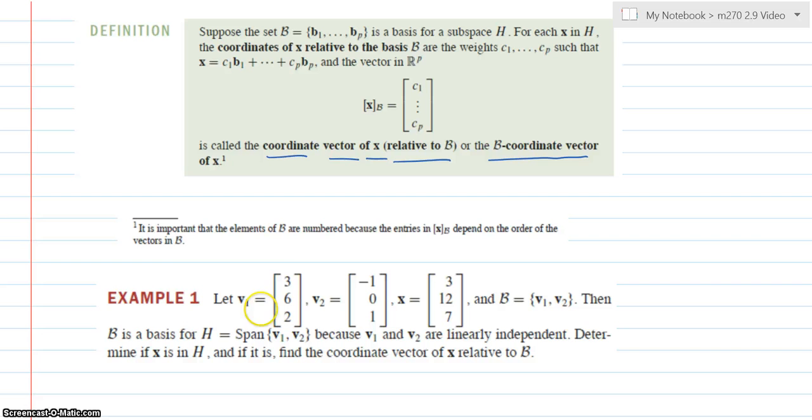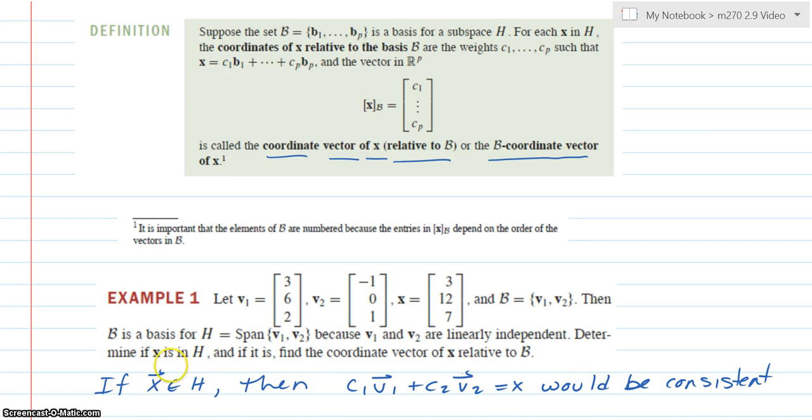Example 1 says let V1 and V2 be the following vectors and X be the vector 3, 12, 7. The basis is going to be V1 and V2. So B is the basis for H, and H is going to be the span of V1 and V2, because V1 and V2 are linearly independent. Determine if X is in H. And if it is, find the coordinate vector of X relative to beta, relative to the basis.